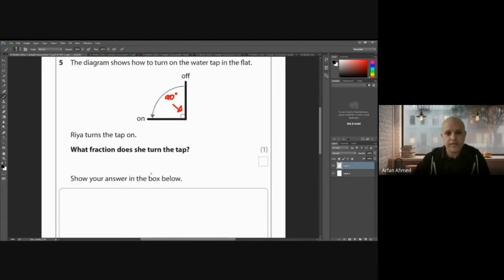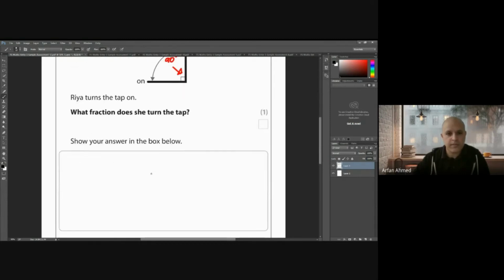90 degrees out of 360, because it's asking for a fraction, remember. So if you put 90 degrees as your answer, you would be wrong. The fraction is 90 out of, in a full circle, there is 360 degrees. You can use your calculator for this if you wanted to.